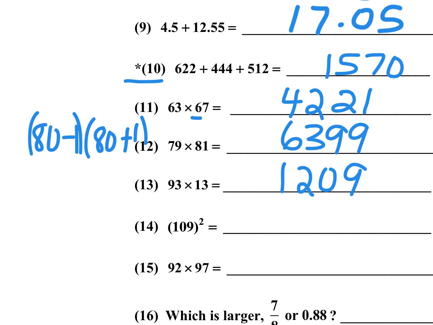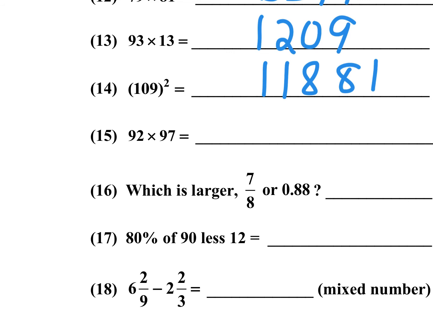109 times 109, I would do 9 squared is 81. And then I would add 9 plus 9 is 18 and add it to 100. So anytime you have two numbers over 100, you can use that shortcut where you multiply 9 times 9, 81, and then you add 9 plus 9 and add it to 100. Okay, moving right along to number 15.